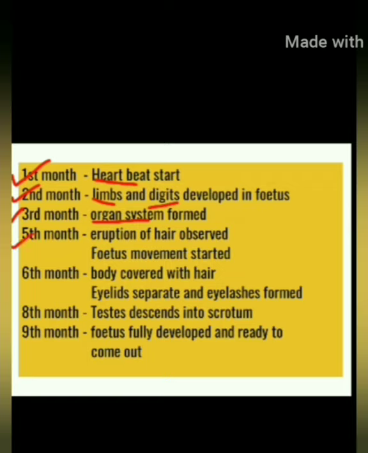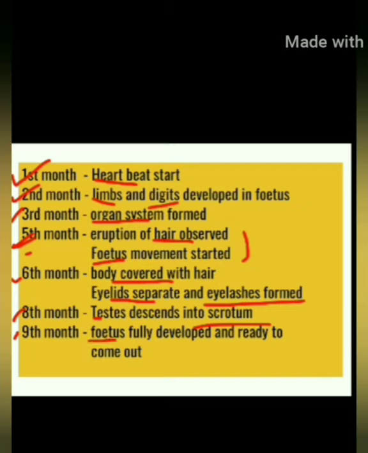In the fifth month, the eruption of hair is observed, hair starts forming, and fetus movement also gets started. In the sixth month, the body is fully covered by hair, the eyelids separate, and eyelashes also get formed. One more thing, in the fifth month the sex of the child is decided, so in this month we can get to know the sex of the child. In the eighth month, the testis descends into the scrotum, and in the ninth month the fetus is fully developed and ready to come out.